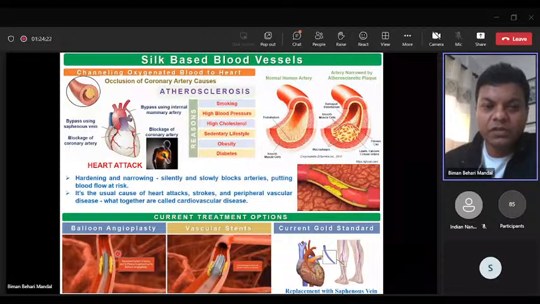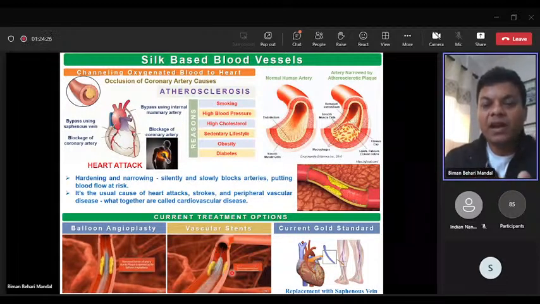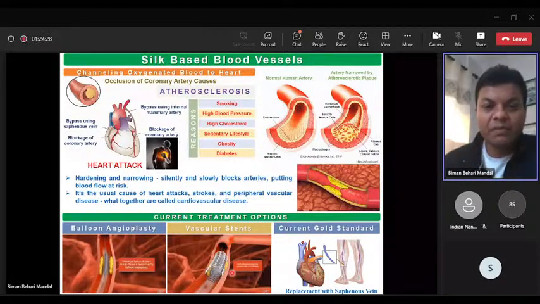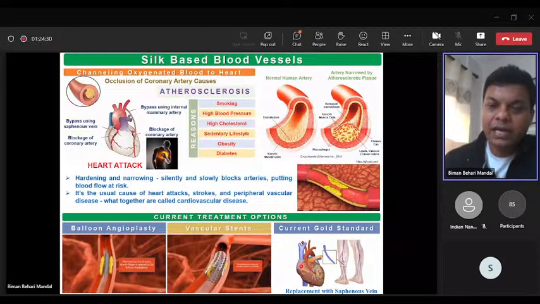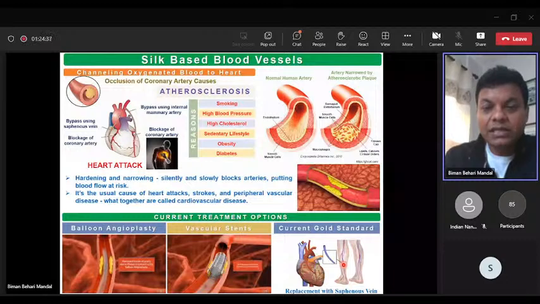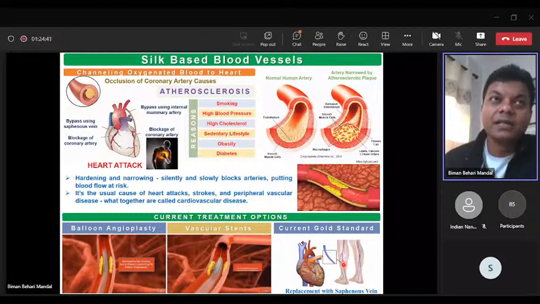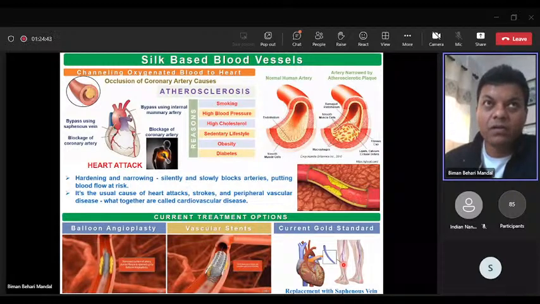Either it can be balloon angioplasty or vascular stents, which are nothing but ways to open up the blockage, and these are temporary measures. But in the case of bypass surgery, as you may have heard, when there is blockage in the coronary artery, the doctor would advise an open heart surgery, and that is where this kind of designed or lab-grown bio-engineered blood vessels come into the picture.